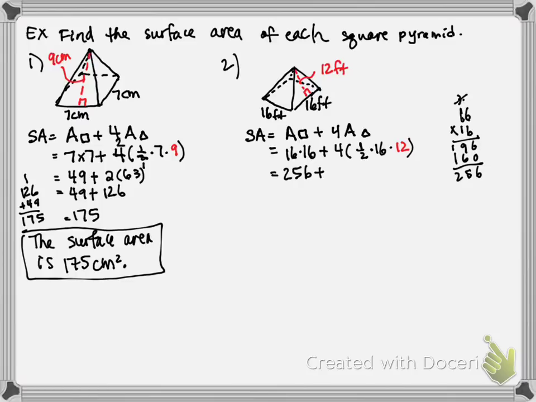And now here, I think this time I will take half of 16, which is 8. And that's going to give me 4 times 8 times 12 is 96. So off to the side, 96 times 4 is 384. So I get 256 plus 384. I get 640.